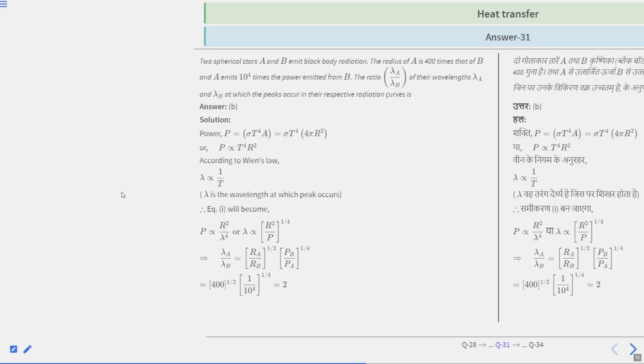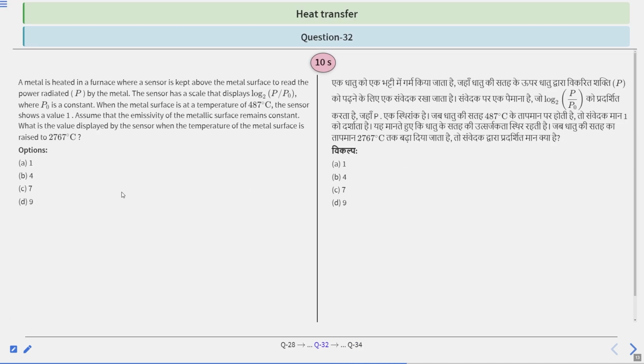Next question. Question 32. A metal is heated in a furnace where a sensor is kept above the metal surface to read the power radiated P by the metal. The sensor has a scale that displays log base 2 of P by P naught, where P naught is a constant.